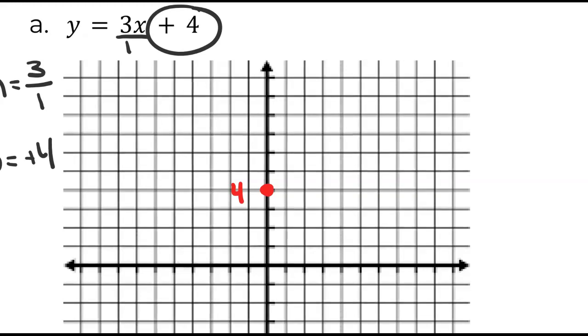So from here, we're going to count. From this point, we're going to follow our slope. If 3 is our change in y and 1 is our change in x, that means we have to count 3 up and 1 over. So I'm going to count 3 boxes up, 1, 2, 3, and 1 box over, and draw another point. From that point, I'm going to do the same thing. The point that I just drew, I'm going to count 3 up, 1, 2, 3, and 1 over, and draw a point.